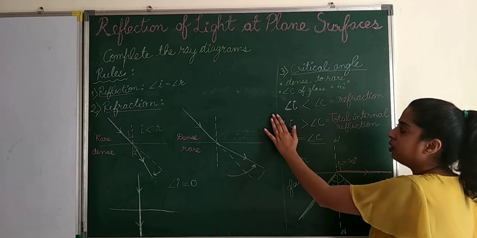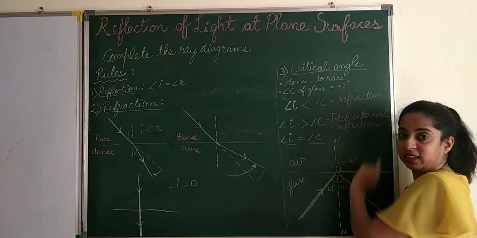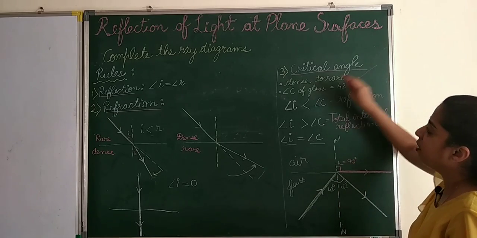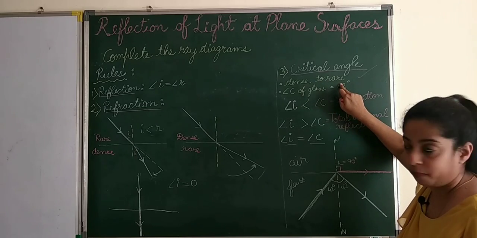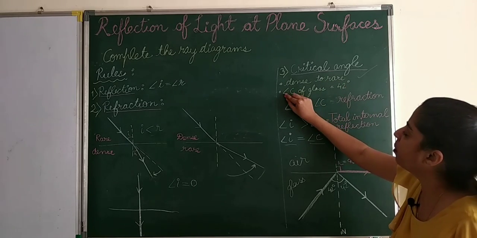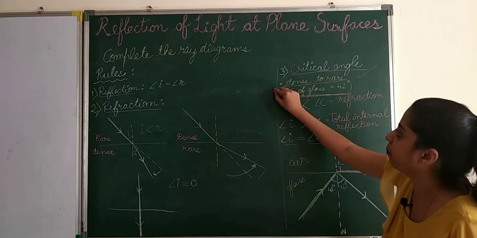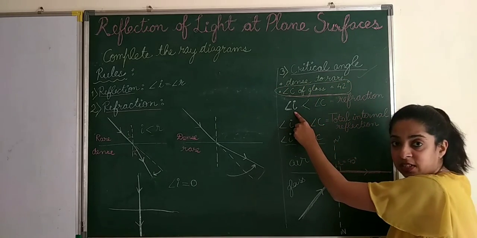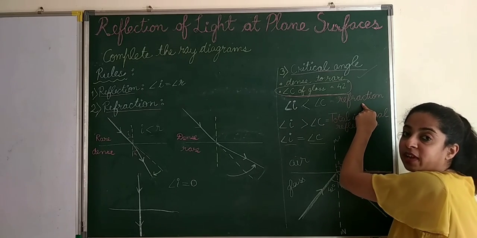Then our third set of rules. Here we will follow the critical angle rule. Now see here, the critical angle rule will be followed only when the ray is entering from dense to rare. You should keep in mind that the critical angle of glass is 42 degrees. Now see here all the 3 rules. When the angle of incidence is less than the critical angle, the ray will follow refraction.